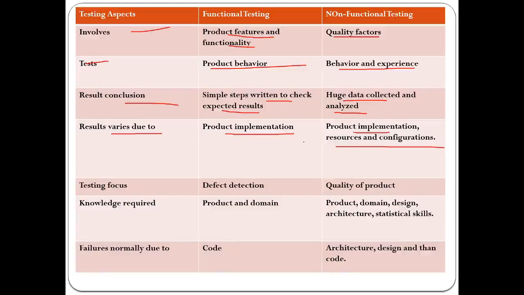Next, results vary due to product implementation, resources and configurations. Results may vary due to the way the product is implemented. Sometimes the resources may not be available, or sometimes we may use different resources. Configurations may be different, like 2 GB RAM, 3 GB RAM, 4 GB RAM, 8 GB RAM. So various resources and configurations may be different.